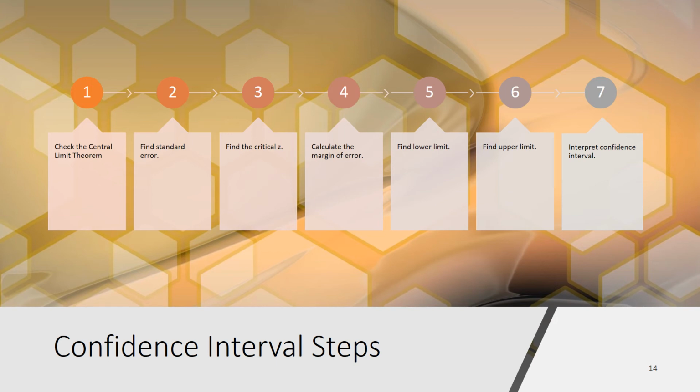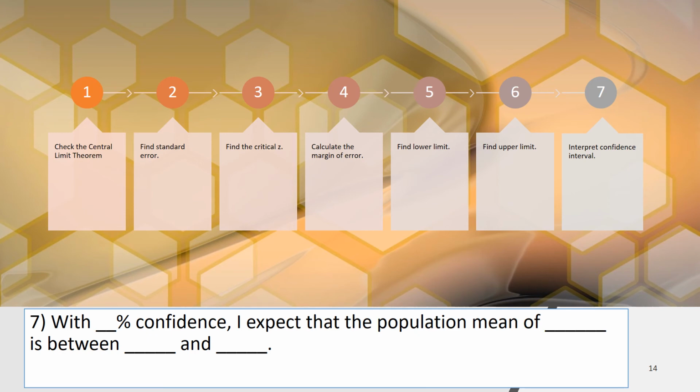And then you want to interpret the confidence interval. To interpret it, you want to say something like this. With whatever confidence you have, 90, 95, 99, could be other confidence levels, but you want to keep it high, I expect that the population mean of whatever you're talking about is between your lower bound and your upper bound. So you're just going to fill in the blanks here.